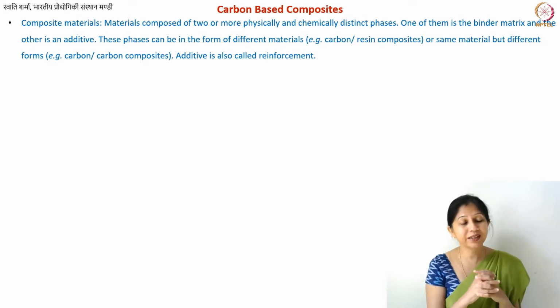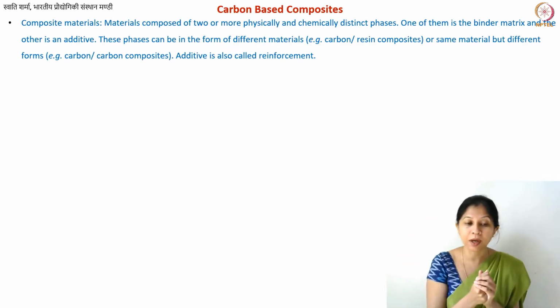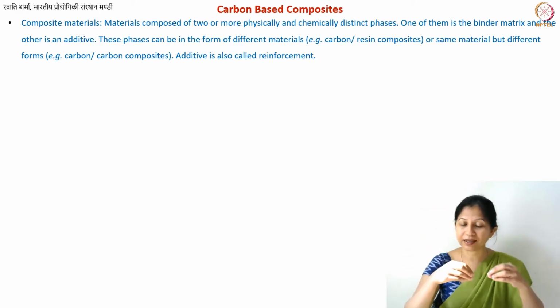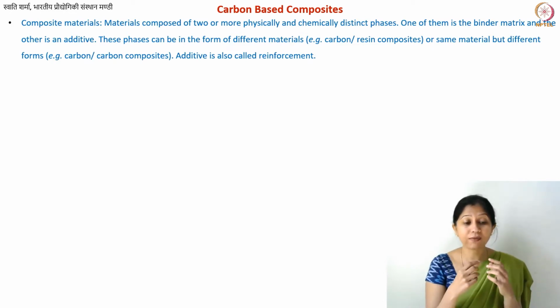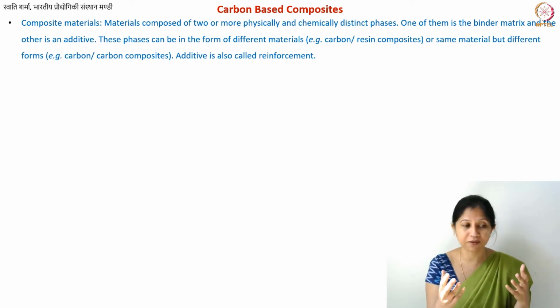Well, there is a certain fashion in which you prepare the composite. You always have one binder phase and one additive. So there is some sort of a matrix where you add something, and these two materials are quite different. When we say that they are physically, chemically distinct, this also means that number one, they do not react with each other.